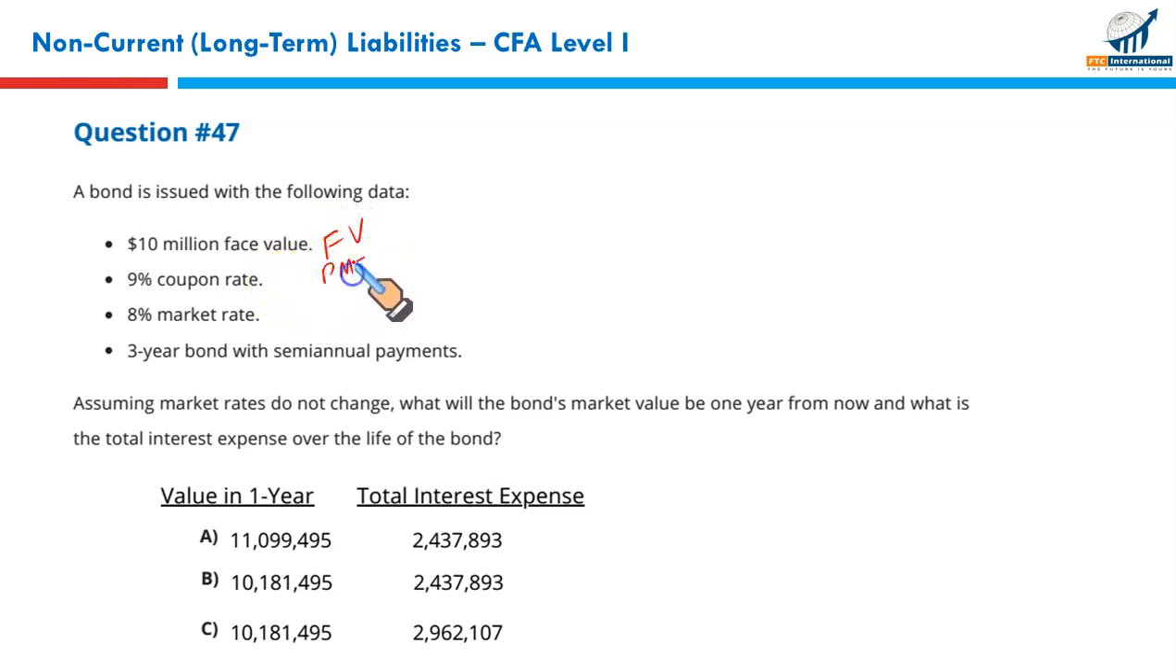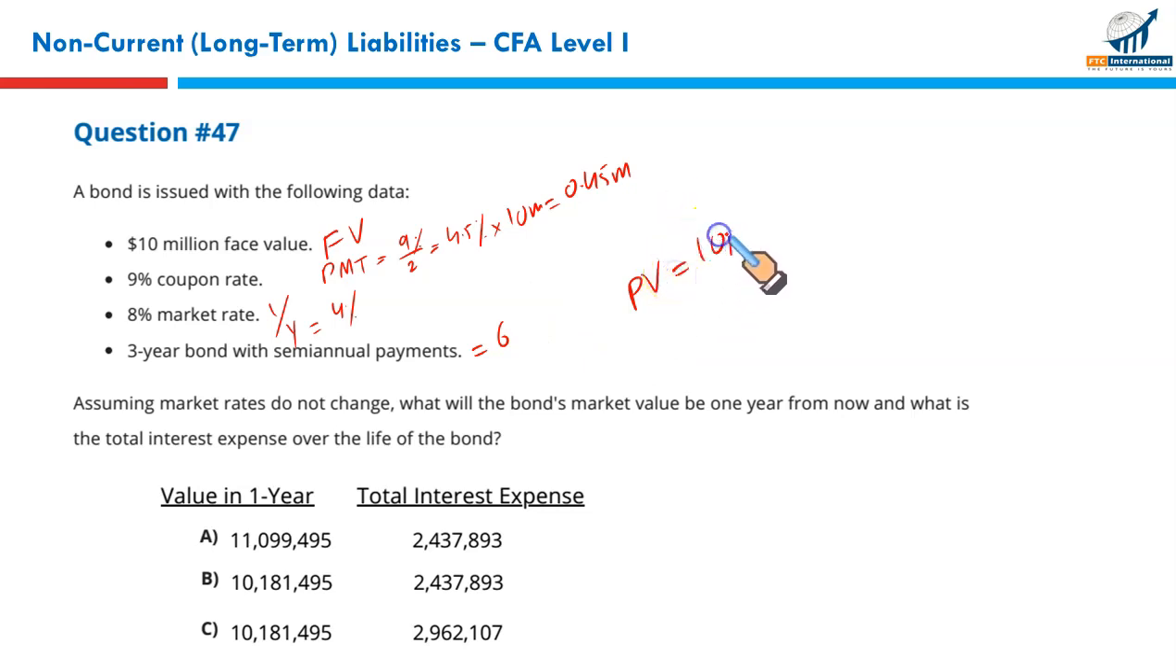Let us calculate the PMT. PMT is going to be 9 by 2, that is 4.5% of what? Of 10 million. So it's going to be 0.45 million. This is the interest payment. Interest per period is 8% for the whole year upon 2, that is going to be 4%. And the number of periods, N, 3 times 2, 6. FV, PMT, I is given, N is given. If you plug all these, you will get the present value, which will come as 10,262,107.